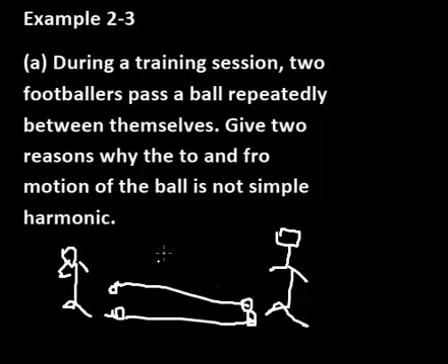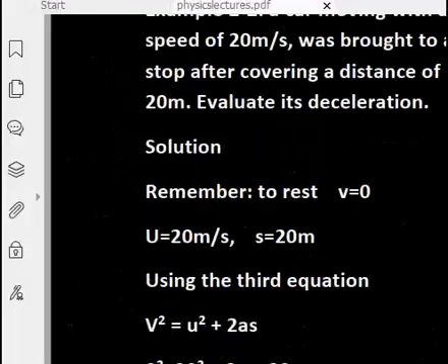So it's a simple harmonic motion because the ball is actually moving to and fro. Simple harmonic motion is a to and fro motion about a fixed position. So these two people create a fixed position for this ball to move to and fro. So that is the answer. It is simple harmonic motion because of the to and fro movement of the ball, right? So please take note of that.